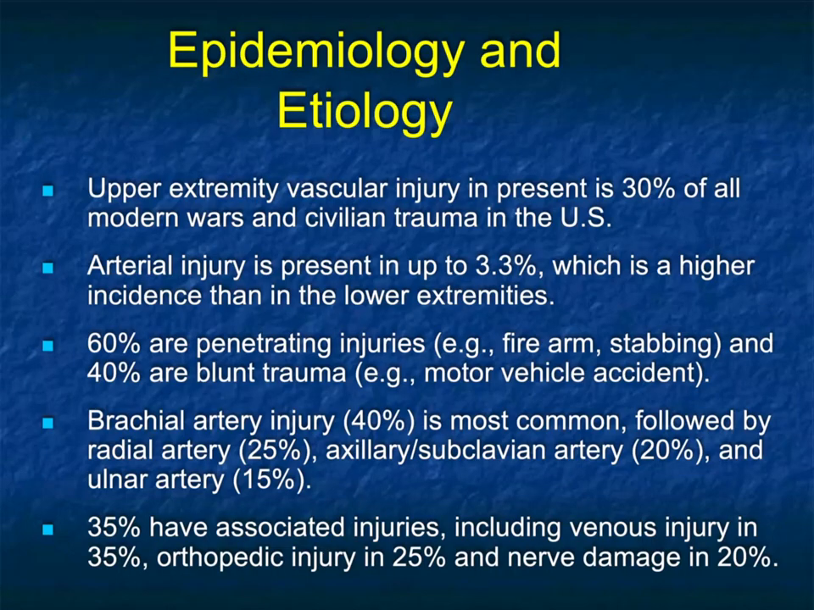Now, upper extremity vascular injury is present in 30% of all modern wars and civilian trauma in the U.S. It's very common. Arterial injury is present in a little more than 3%, which is a higher incidence than in the lower extremities. A little more than half, about 60%, are penetrating injuries, gunshot wound, stabbing, and 40% are blunt trauma, typically MVAs or falls. Brachial artery injury is the most common, followed by radial artery, axillary subclavian artery, and the ulnar artery. And 35% of these patients have associated injuries, including venous injury, bony injury, and nerve injury.